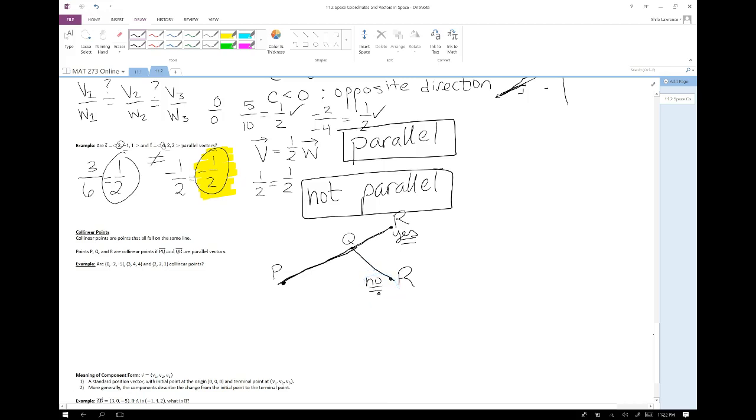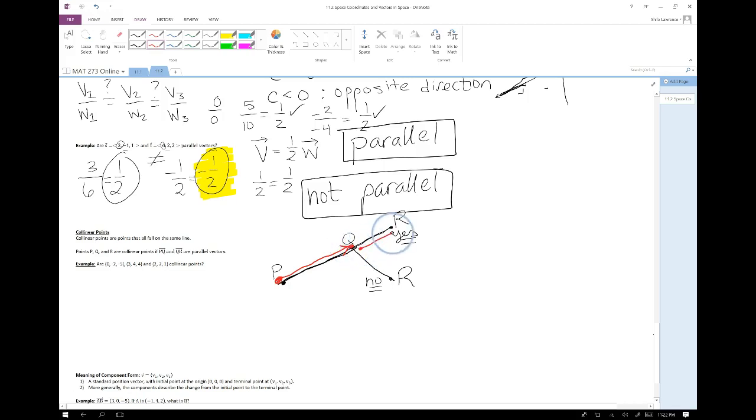The idea of parallel vectors can help us with this, because if you have 3 points that you're trying to decide if they are collinear, what we're going to do is we're just going to create some vectors with those points. So there's vector PQ.